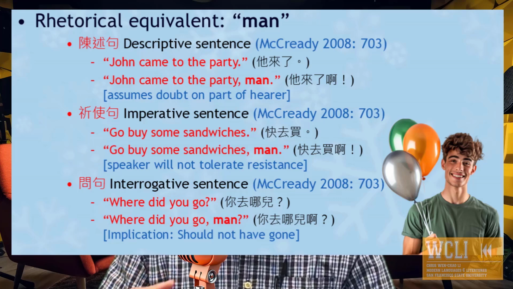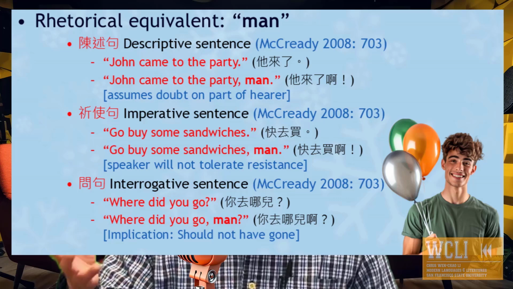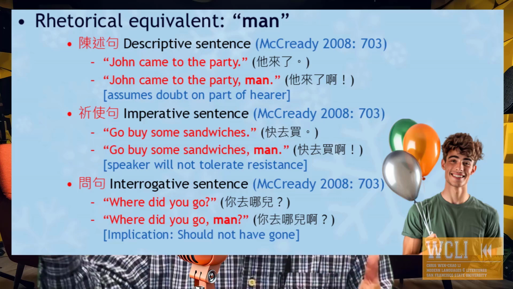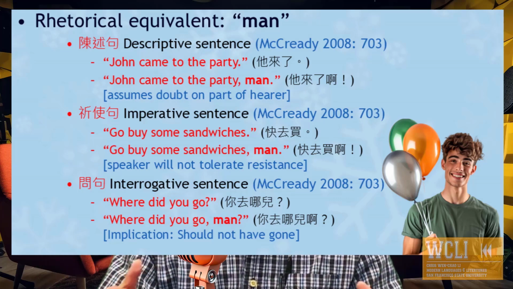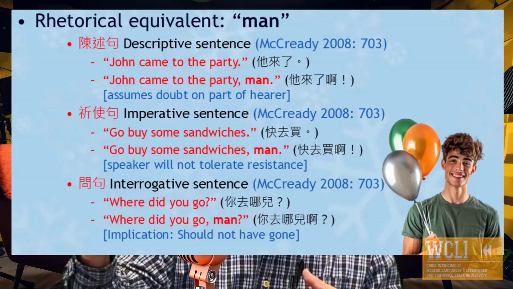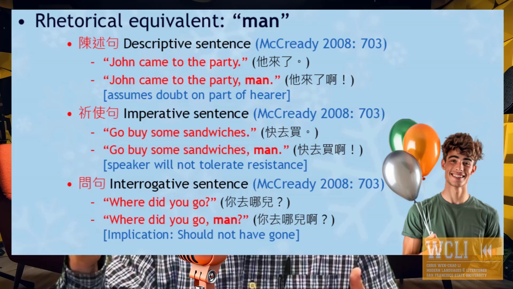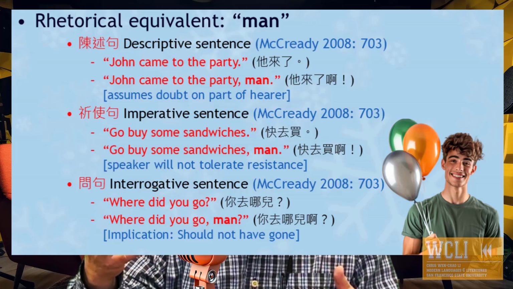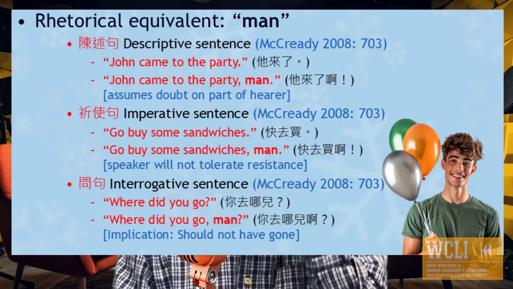You can also use "man" in imperative sentences. "Go buy some sandwiches." "Go buy some sandwiches, man." When I add the "man" at the end of it, what I'm implying is you were probably just sitting around, unwilling to do anything, unwilling to go buy a sandwich, and I don't want you to do that. I want you to go out and get that sandwich. So, "go buy some sandwiches, man." This "man" indicates a difference between what you're inclined to do and what I want you to do. There again is the difference in attitude.